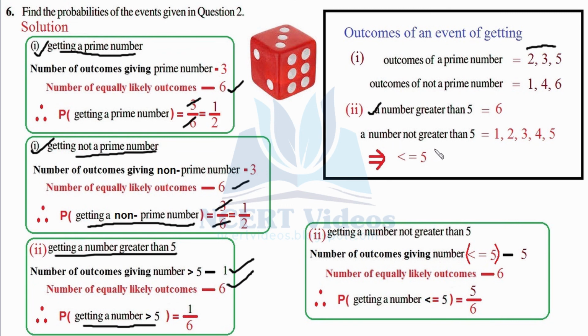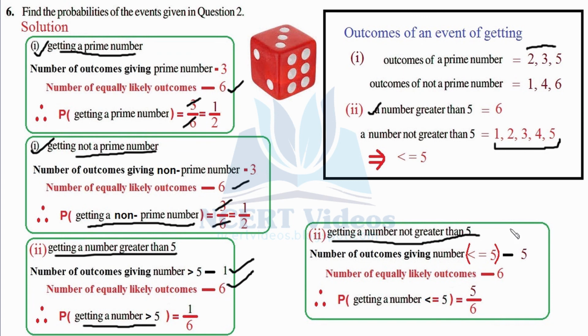The trickiest part was this one only, a number not greater than 5. That means it could be 5 and less than that. So we had these 5 instances of it. Therefore, we shall write getting a number not greater than 5 will be equal to number of outcomes giving number less than or equal to 5. So this is the same thing. Either we can write not greater than 5 or less than or equal to 5. That means the same thing. So we have 5 instances for that.